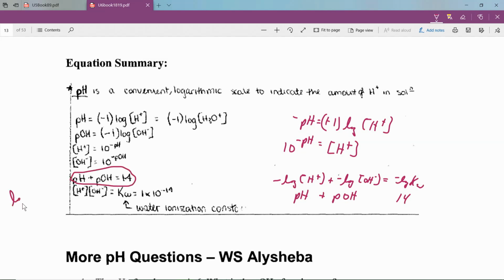In other words, it's this thing that you might have seen in math. Log of A times B is log of A plus log of B. If you don't know how to do the proof, that's fine. Just memorize the equations, use these equations.